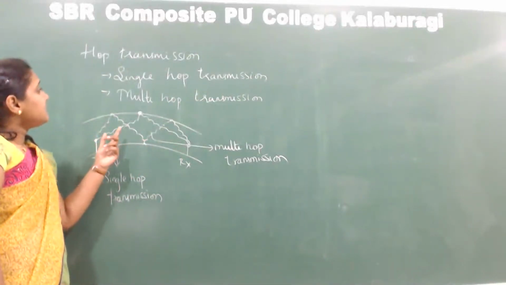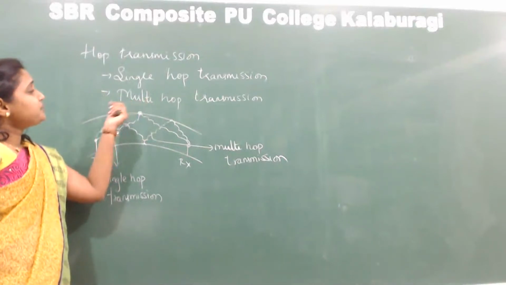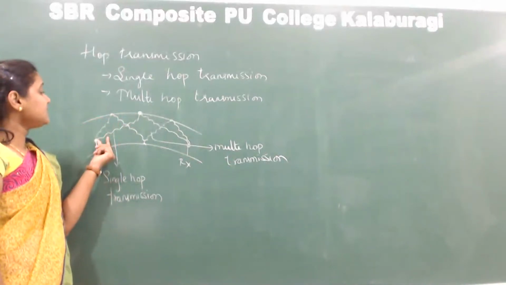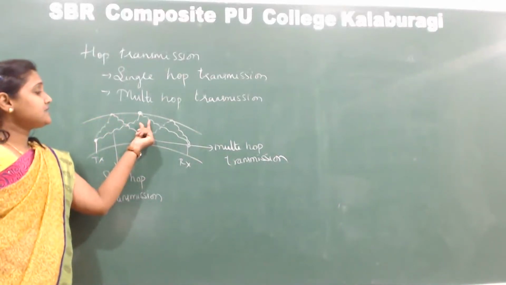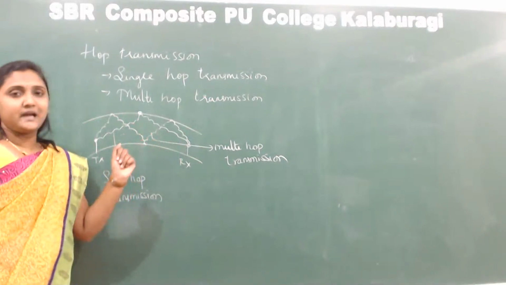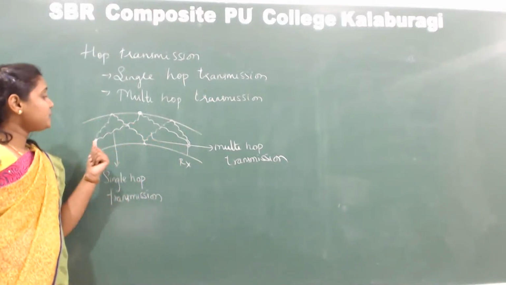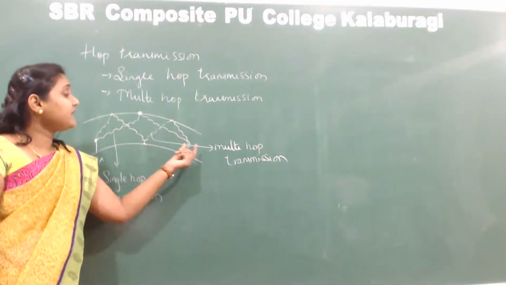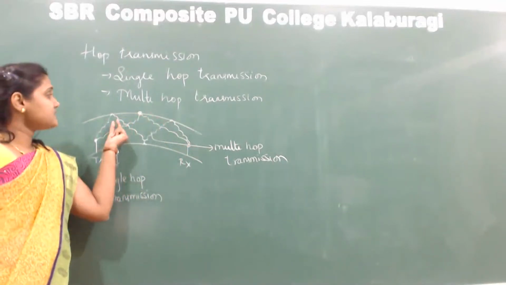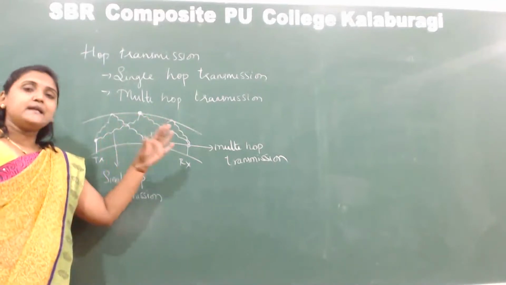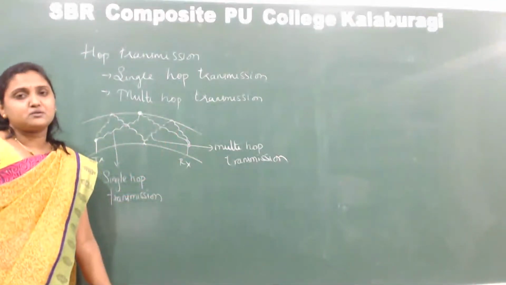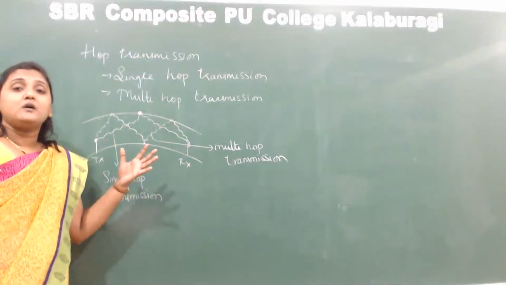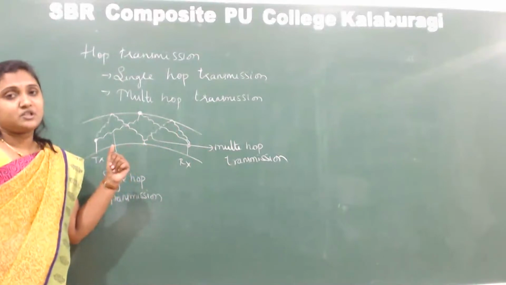So hop transmission is further classified as single hop transmission and multiple hop transmission. In single hop transmission, the signal is reflected only once by the ionosphere. But in multiple hop transmission, the signal is reflected by the ionosphere multiple times. Here I have taken an example of two hops, otherwise two reflections. This can take multiple reflections also, and this type of transmission is done for long distance communication.